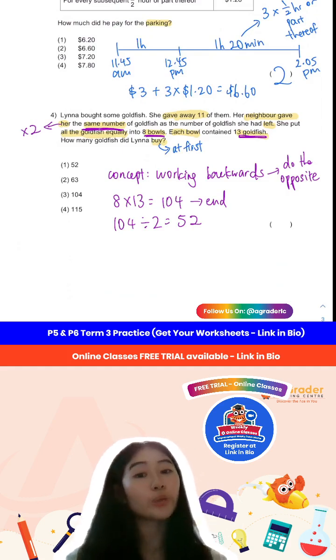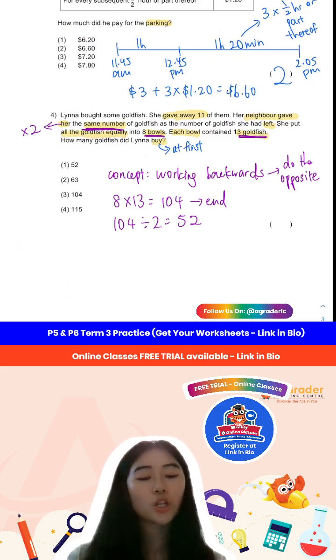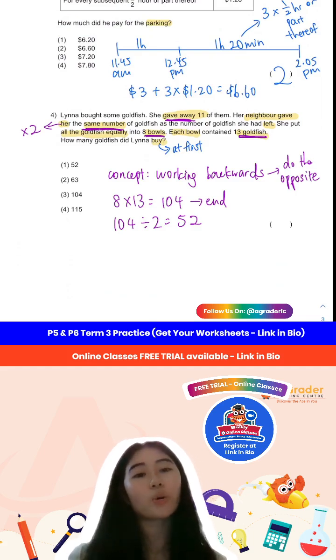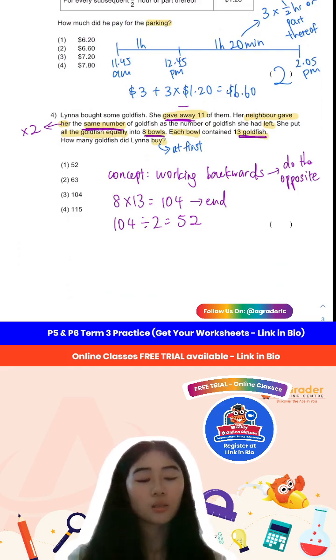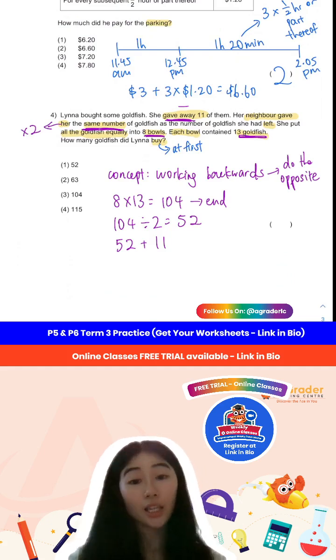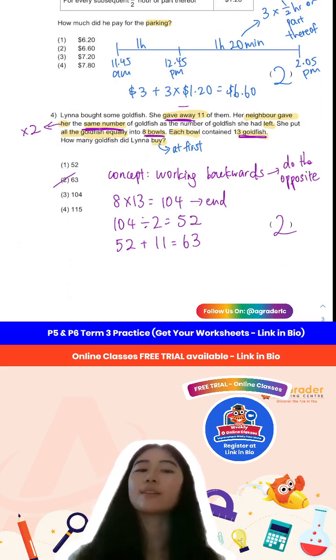And then you continue reading the previous sentence. The previous sentence says she gave away 11 of them. So the keyword gave away means minus. However, you are supposed to do the opposite, which means you have to plus. So you're going to use 52 plus 11, and that gives you the answer, 63. So this would be option 2 as your answer.